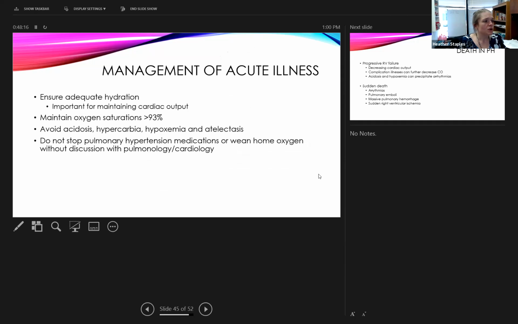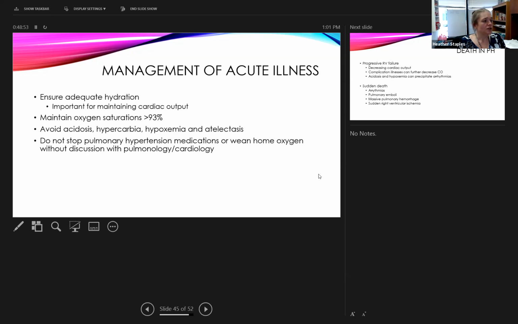So the things that are important for you guys to know is if somebody comes into the hospital and you know they have pulmonary hypertension, what are the things that you need to be extra thoughtful about in those kids? First of all, you want to make sure that they aren't too dry, because that can impact their cardiac output. You want to make sure that their oxygen saturations are a little bit higher than what you would want in another kid, typically above 93%, because we know lower oxygen saturations can increase their pulmonary vascular resistance. You want to avoid acidosis, hypercarbia, hypoxemia, atelectasis, all of that, because that increases PVR.